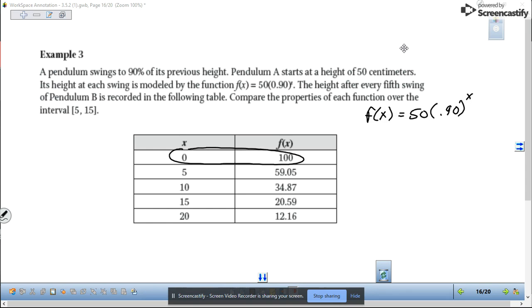So the first thing we want to compare is the initial value, right? So the initial height for f of x, I guess I'll call this g of x then. Sorry about that, since this is f. So the initial height for f of x is 100 centimeters, okay? As compared to the initial height of 50 centimeters for the other one. So this one starts at a larger height, right? The table starts at a higher point.